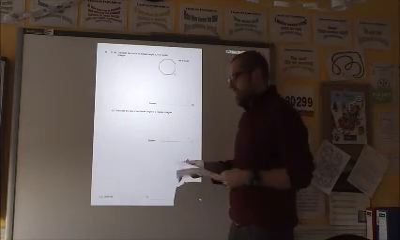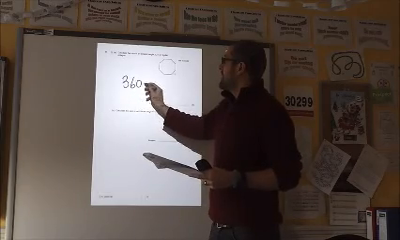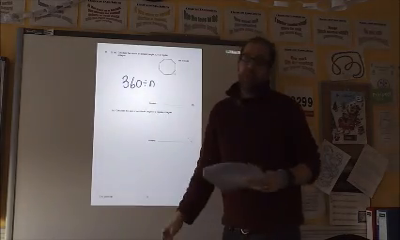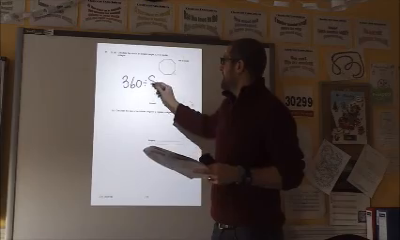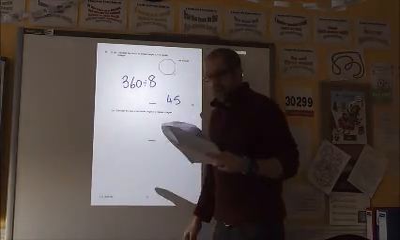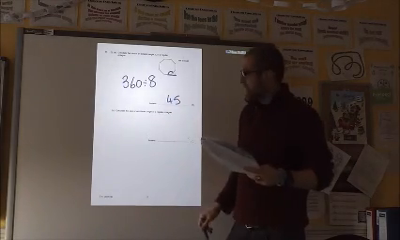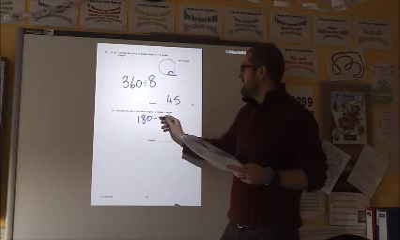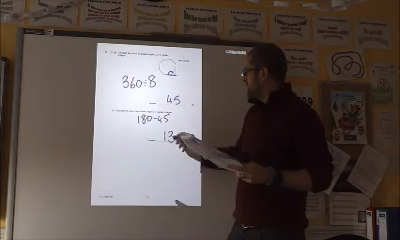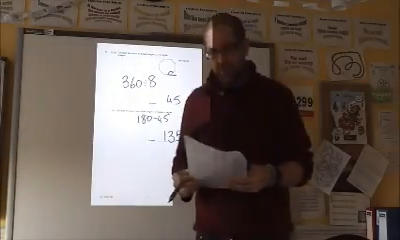Okay, question 11 is about regular polygons. The exterior angle is 360 divided by the number of sides, which in this case is 8, which gives you 45 degrees for the exterior. The interior is on a straight line, so you do 180, take away 45, which gives you 135 for that interior angle.